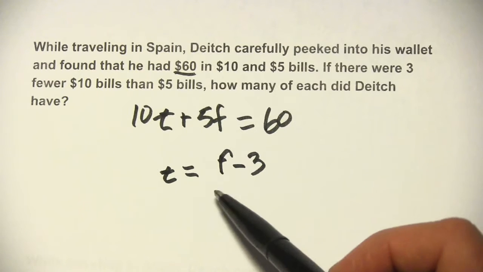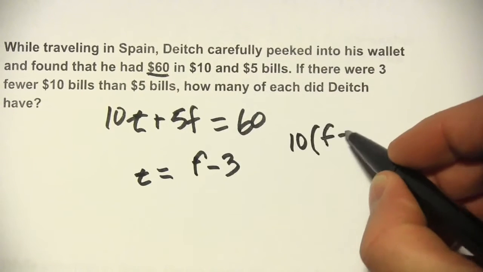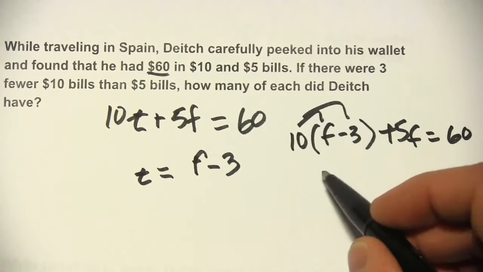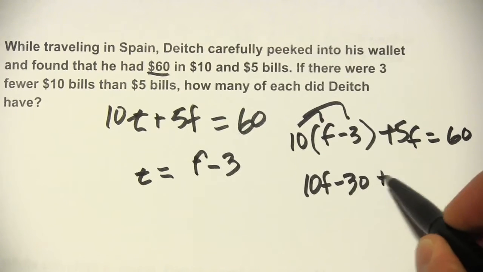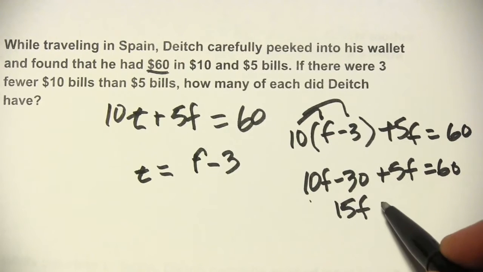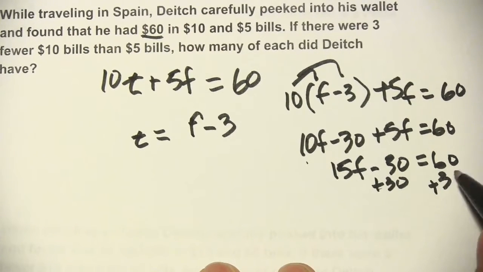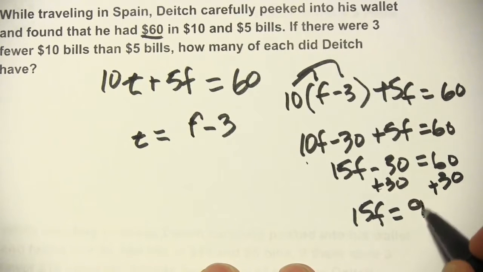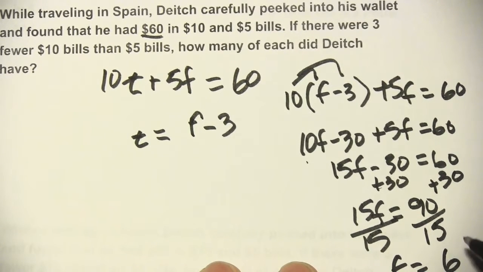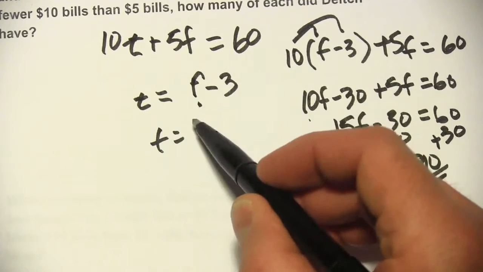We can use substitution again. We can put f minus 3 in for t up here. So let's try that. 10 times, and instead of t, we've got f minus 3, plus 5f. That equals 60. We'll distribute the 10 here. 10 times f is 10f. 10 times negative 3 is minus 30. Plus 5f equals 60. Combine our like terms. 10f and 5f is 15f. And then we're going to have to add 30 to both sides here to get the f term alone. So 15f equals 90. So 90 divided by 15. So f equals 6. And let's see, if f equals 6, then t must equal 6 minus 3, or 3.